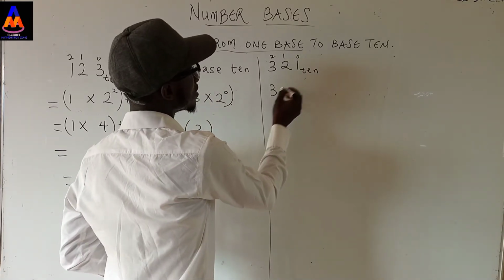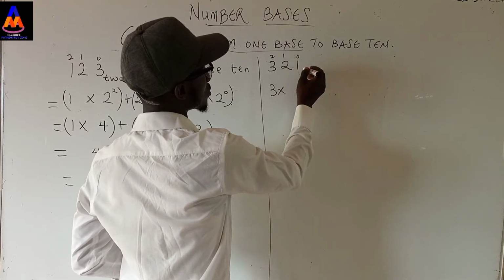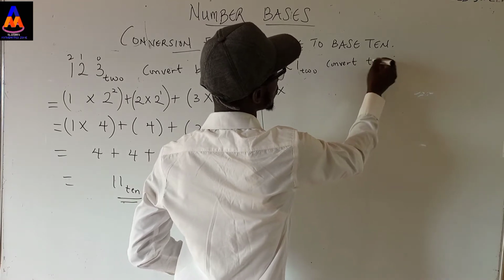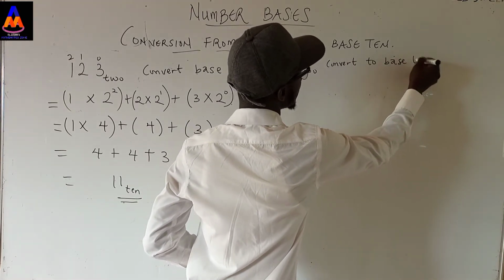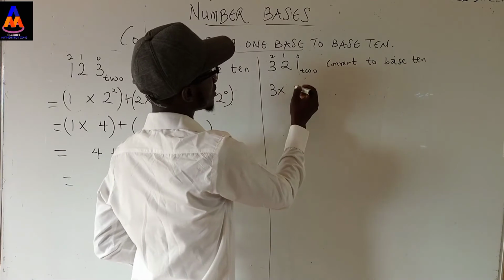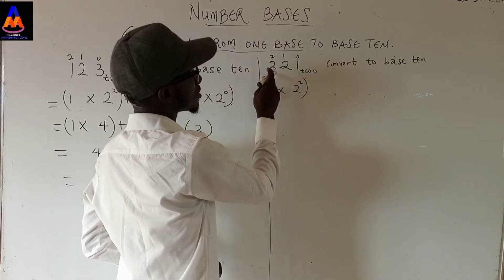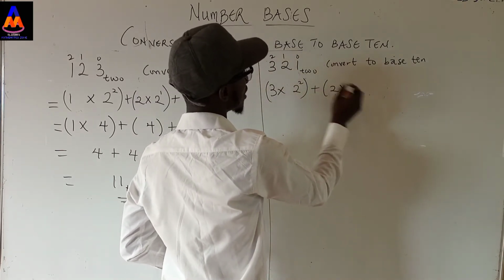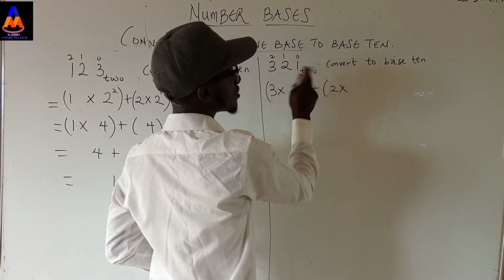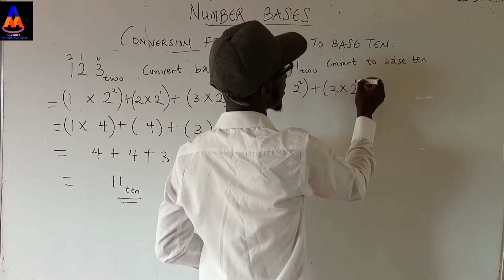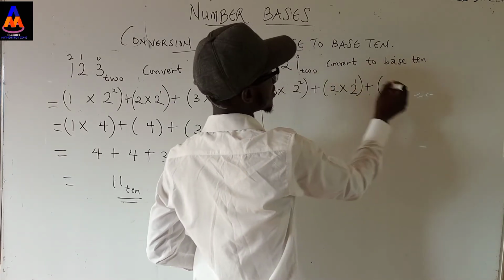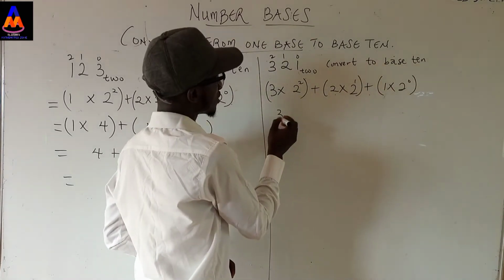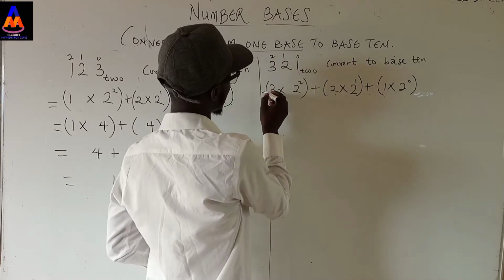Then that's 3 times, we convert this to base 10, I'm sorry about that. This is base 2, then convert to base 10. So this is 3 times 2 raised to power 2, the same thing. The first digit times the base goes to this power, plus 2 times the base, which is 2, goes to this power, then plus this last digit 1, times the base 2, goes to the power 0. Then this is equal to, a very important thing to notice.